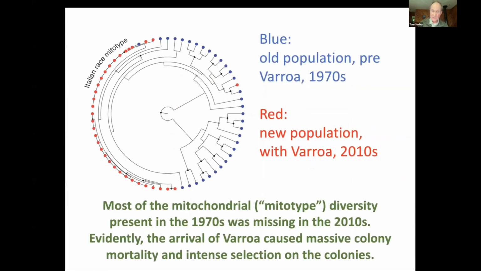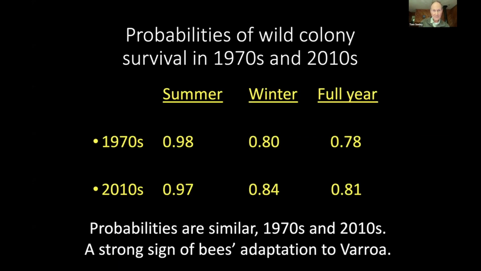And that's reflected also in the mitochondrial DNA. The population of bees in the Arnot Forest, it used to have 12 mitotypes or queen lines basically in it. It's down to 2. And here again, these are the probabilities. But the colonies survive as well now in the 2010s as they did in the 1970s pre-Varroa. So the colonies, and this is a very positive message. It means even when you have Varroa, even when Varroa comes in as a novel parasite, the bees have adapted to it. Strong sign of bees adaptation.